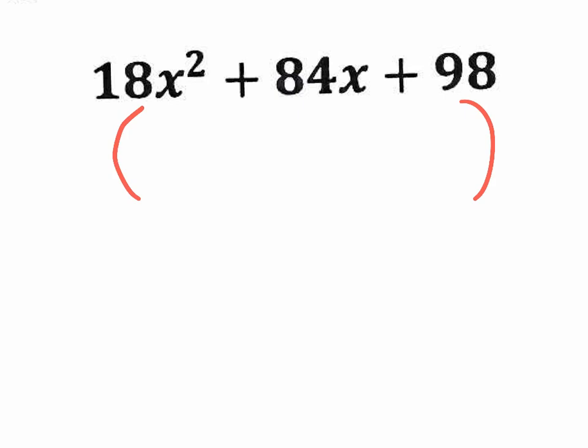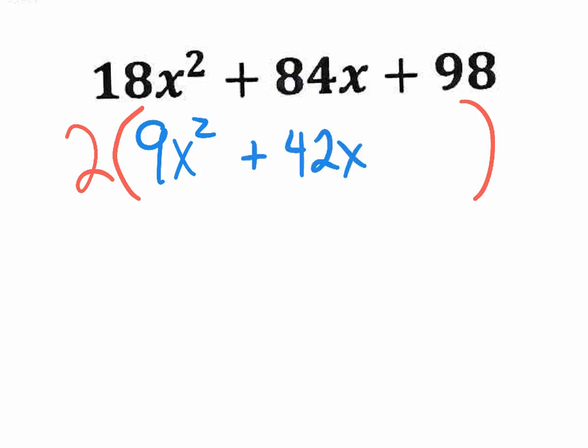How about we pull out a 2? That's right. Pull out a 2. What would be left on the inside? 9x squared plus 42x plus 49. Now, ladies and gentlemen, look at the blue quadratic trinomial on the inside.